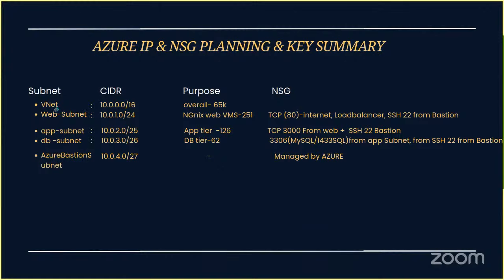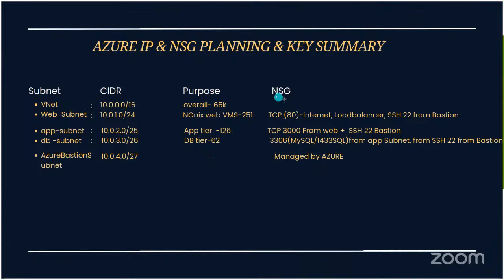In AWS, we call it VPC, but in Azure, we call it Virtual Network. So we will assign a CIDR to it, which is written on the screen. Overall, it has about 65,000 allocation of IP addresses. Then we go ahead and also create another one called web subnet. We allocate a CIDR to it. For the purpose of NSG web, it has 251 allocations.